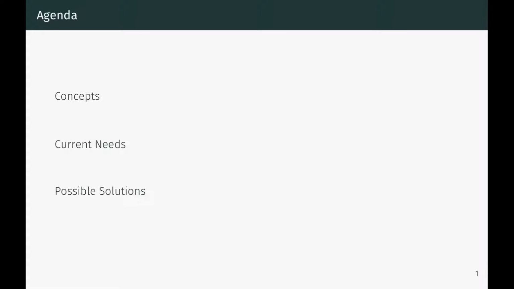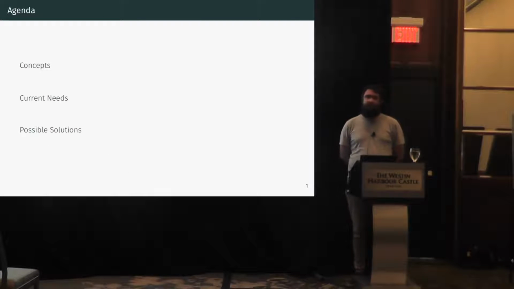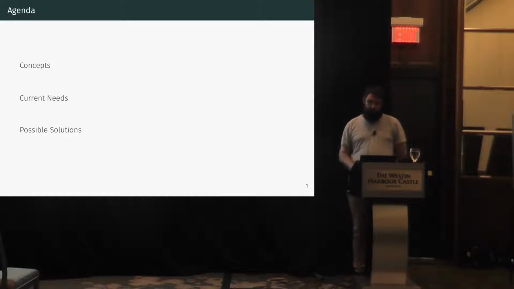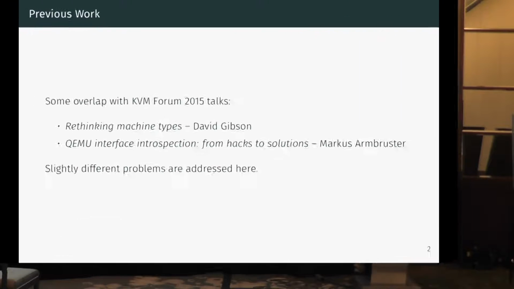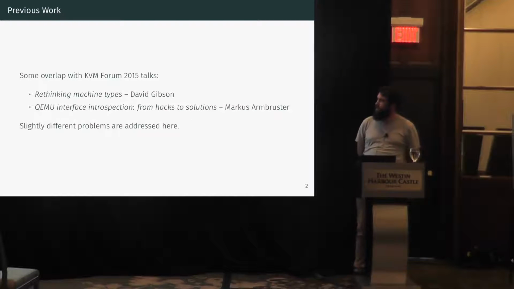So I will first introduce a few basic concepts about what machine types are and how they work inside QEMU. Then I'm going to talk about the current needs and current issues with what we have today, and then discuss a few possible solutions to address those issues. This talk has some overlap with previous talks at KVM Forum, such as the Rethinking Machine Types talk from David Gibson and the QEMU Interface Introspection talk from Markus Armbruster. But I'm not addressing exactly the same issues. It's related, but not exactly the same, so I need to keep that in mind.